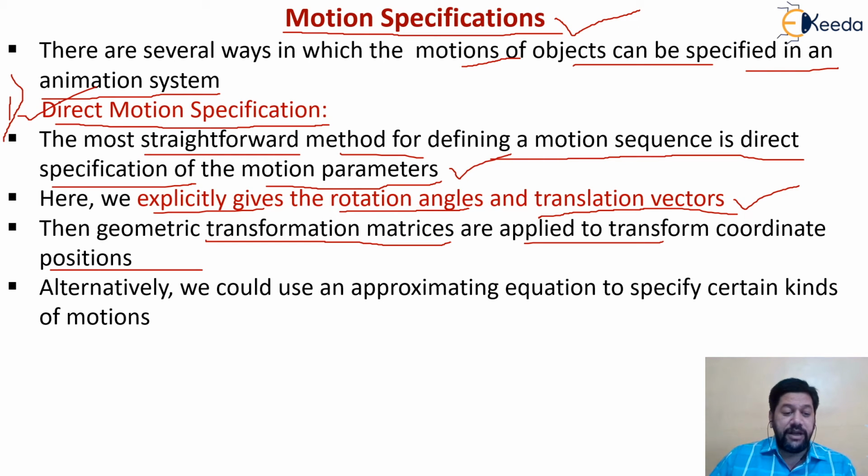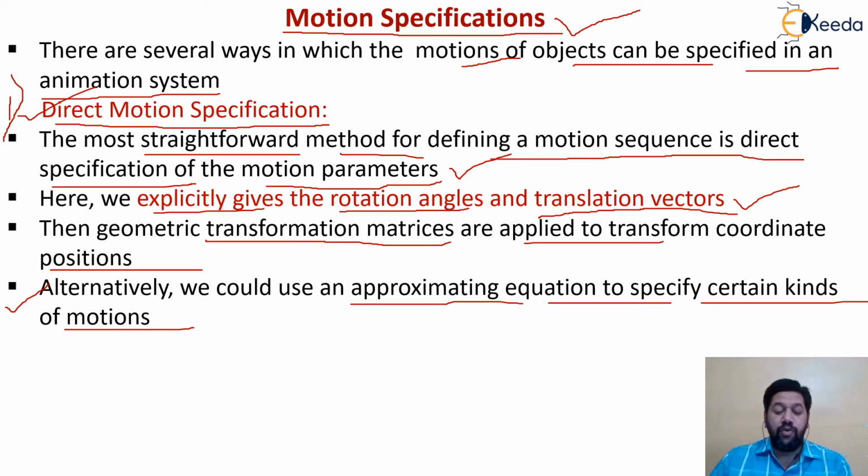Alternatively, there is another option. What we can do is use an approximating equation to specify certain kinds of motion. Somewhere we have to approximate this equation to see whether we are going to achieve this motion appropriately or not. So it is not exactly by all the parameters that we have. For example, I may want the conversion to have a 40-degree angle, but it does not have the same effect. I may need to change that. Instead of 40, I may apply a 30-degree angle.